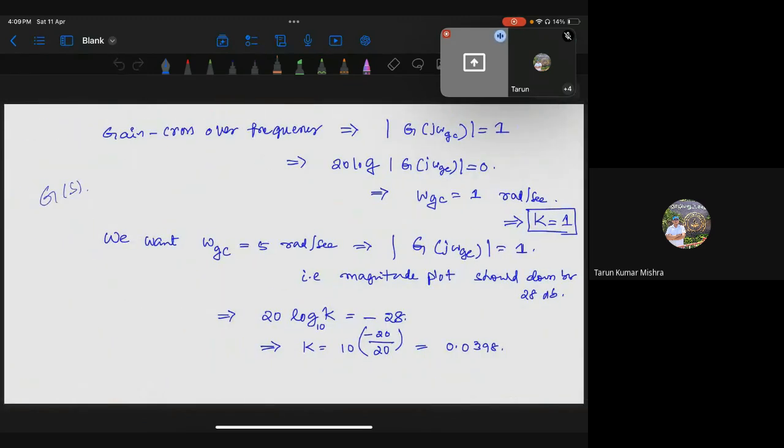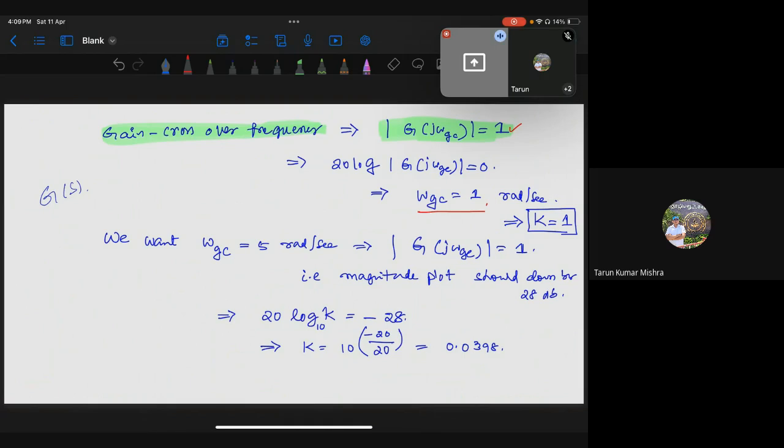For this case, first we have to calculate the gain crossover frequency. Gain crossover frequency is nothing but the frequency where the magnitude is 0 dB. Am I correct? Yes, sir. 0 dB is nothing but what? Log of what is 0? Log 1 is 0, so the value is 1. That's why we have 1 here. Then we can calculate omega GC is 1.